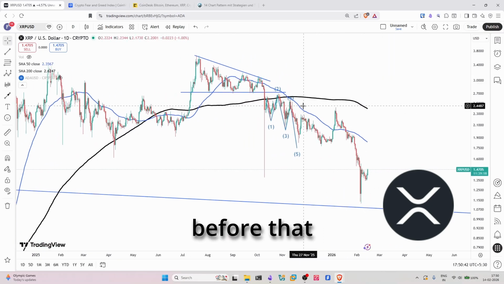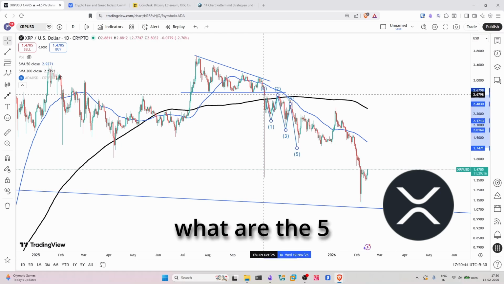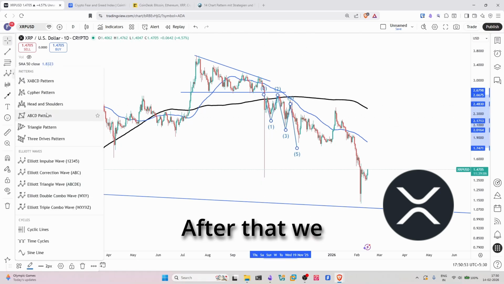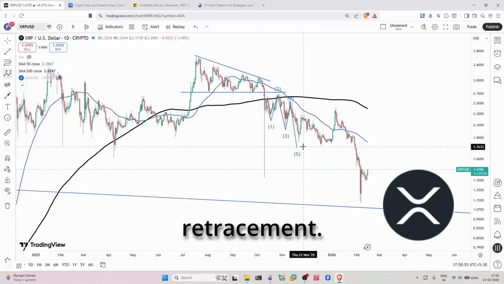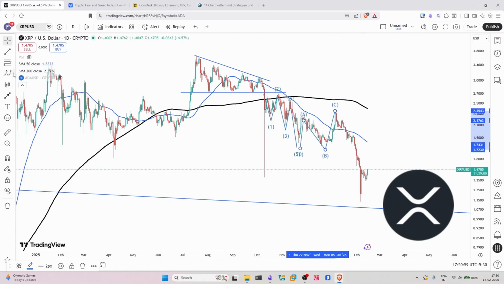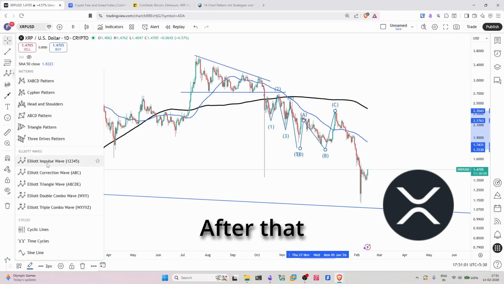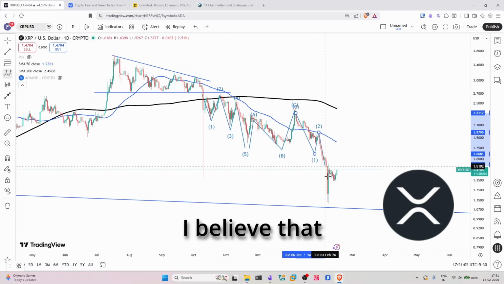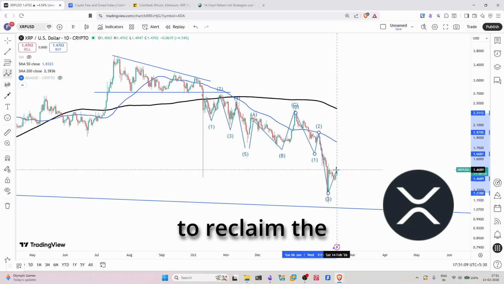But before that, let's study what are the five waves going down. So there are five waves going down. After that, we see an ABC retracement. This is a flat ABC retracement that has happened. After that, again three waves down, and I believe that it's trying to reclaim the fourth wave.